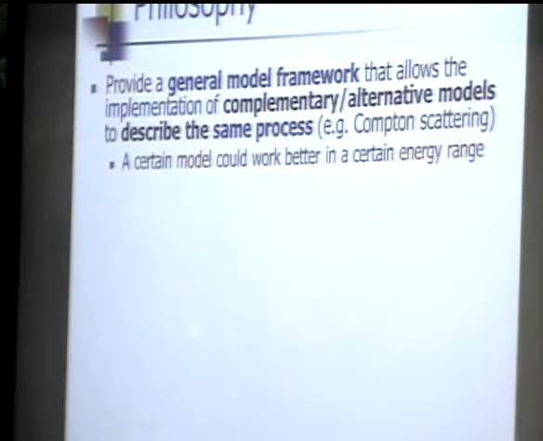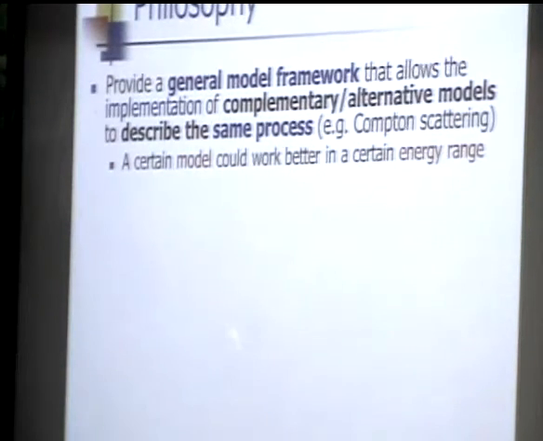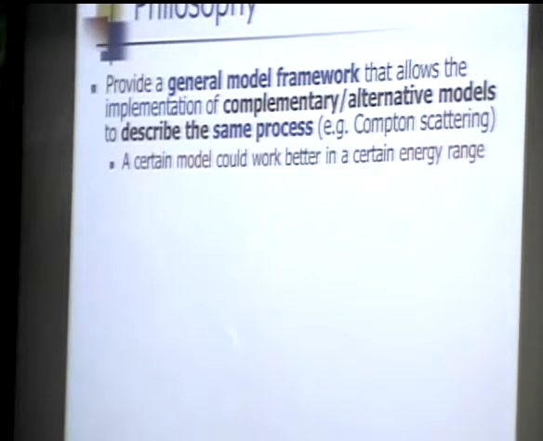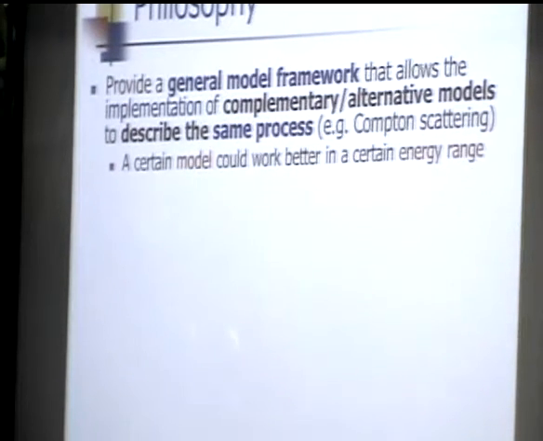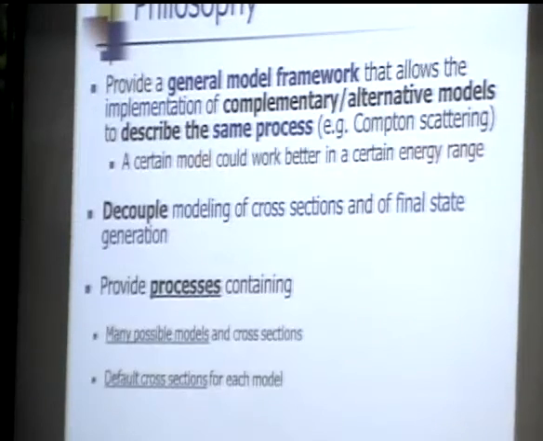The general philosophy which has been in place since the very beginning of Geant 4 is that you may have different models to describe the same process. A process is like Compton scattering, an interaction of the gamma ray. You may have different models that describe the same process, and maybe they were developed by different theoreticians. One is better at low energy, another is good at high energy. They have different approximations. So in principle, you may have different models that describe the same physics process.